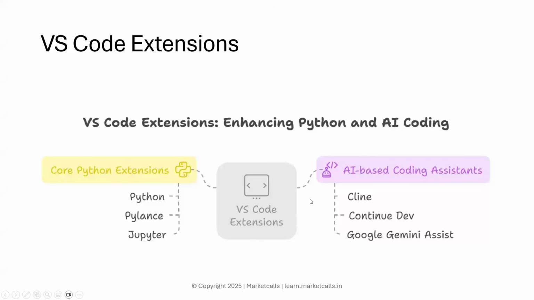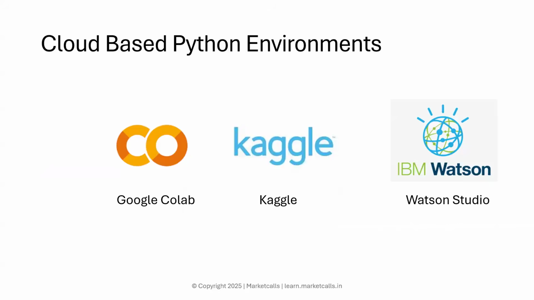Let's go back. So we talked about the VS Code extension, right? And we can also do it in a cloud-based Python environment, like Google Colab. You don't need to install any Python directly. You can go directly to Google Colab and start using it. Google Colab, Kaggle, IBM Watson. These are the primary tools which are quite popular because they provide free GPUs, mostly for machine learning people, data scientists, and data analysts. Even traders love using these tools.